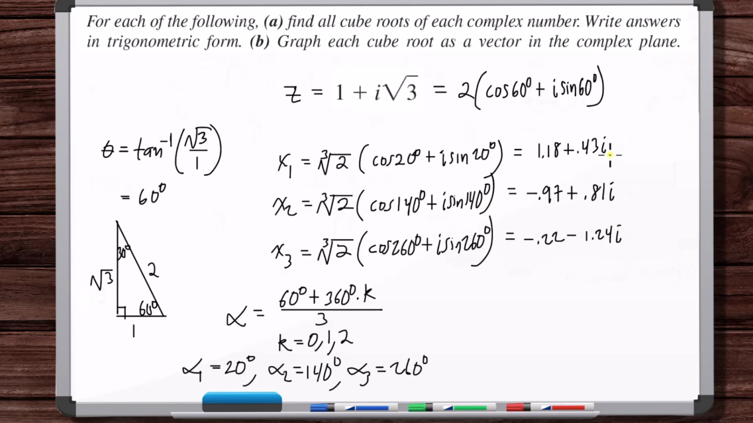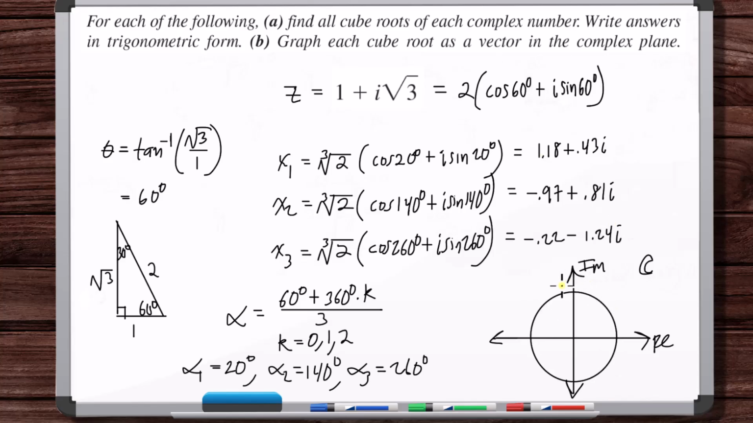And there we go. You cube any one of these, you're going to get this. And this is the principal root. So now, okay, let's plot these in the complex plane. They're all going to be on the same circle of radius the principal cube root of 2. Okay.